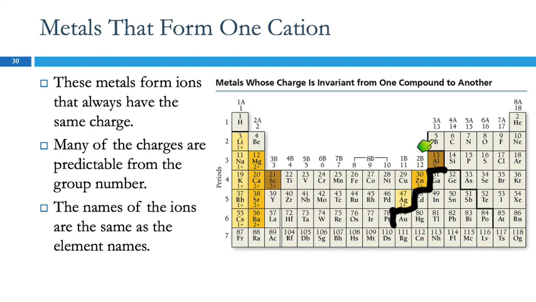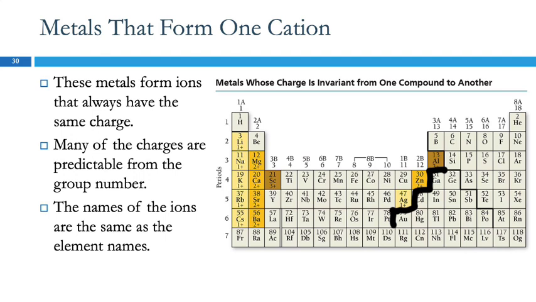Aluminum is a main group element because it's in this section over here. And then these are the 2 transition metals that you do need to remember the charge of. So these are groups 1A, 2A, 3A, zinc, and silver. I'm going to say that over and over and over again.